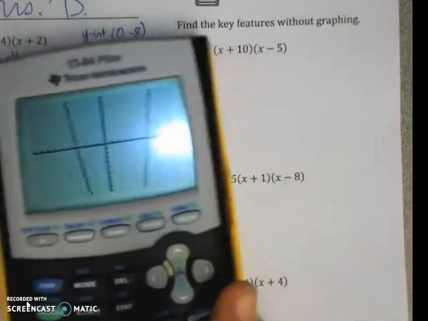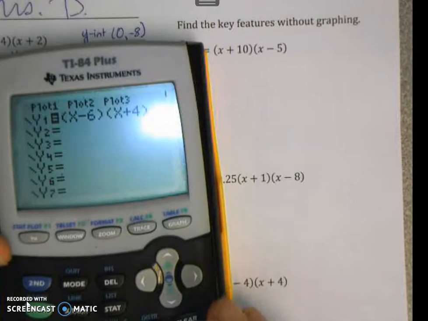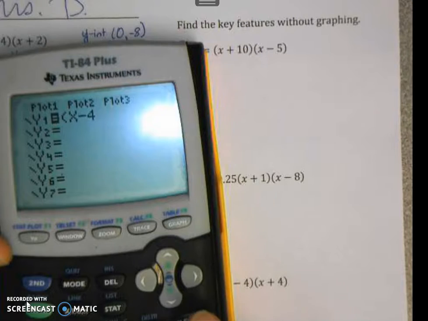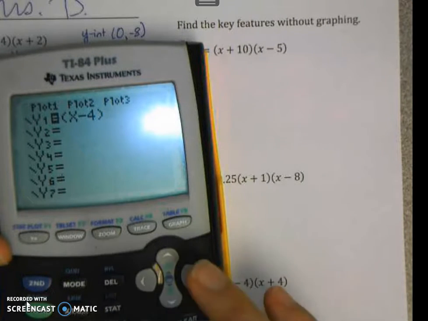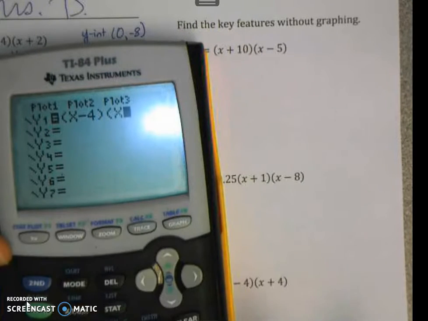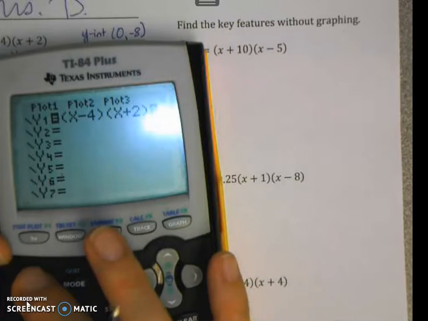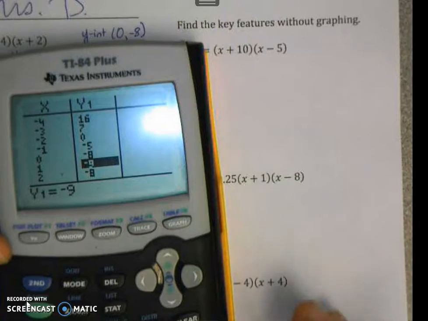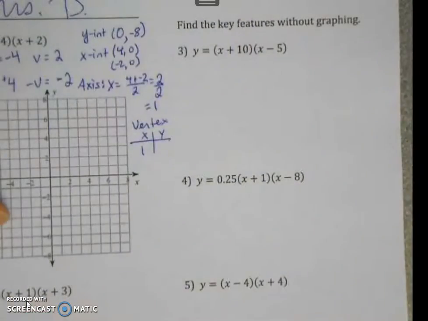But now to get the vertex, we want to look at that in the table. So I need to come back here, clear that, x minus 4, and then x plus 2. And I want to go to my table and find when x equals 1, and there it is, -9. Okay.